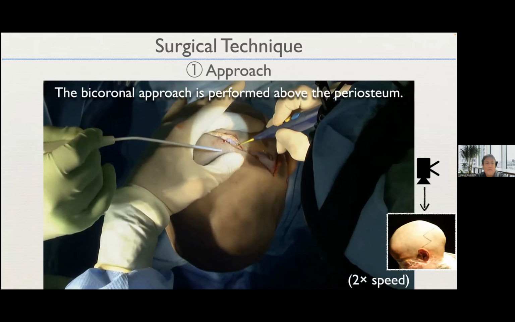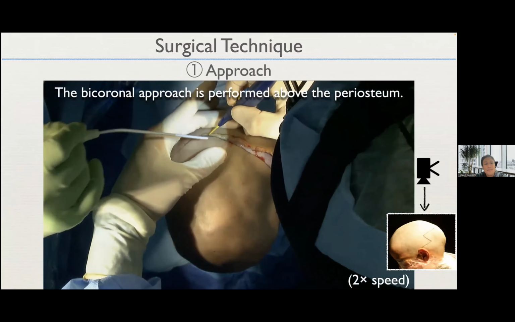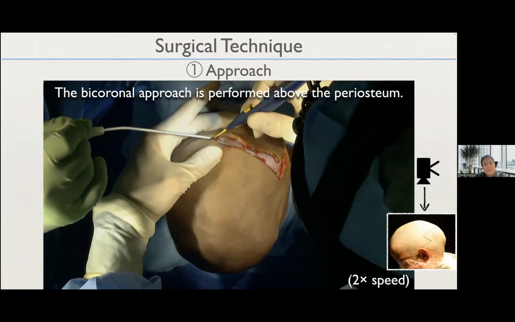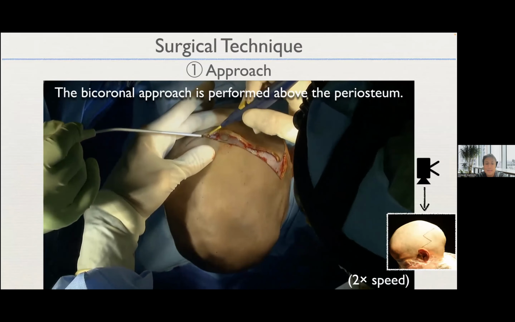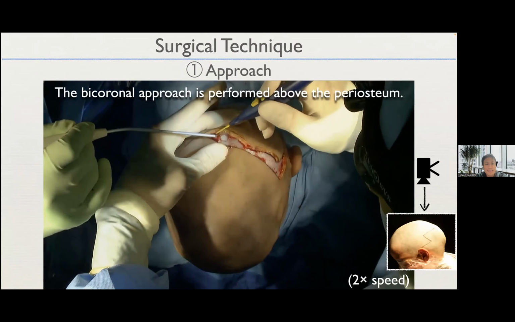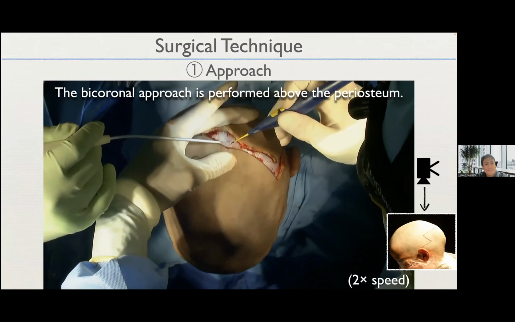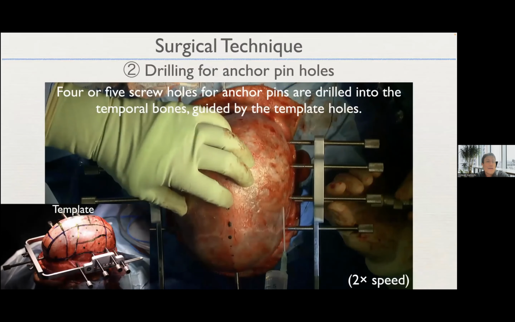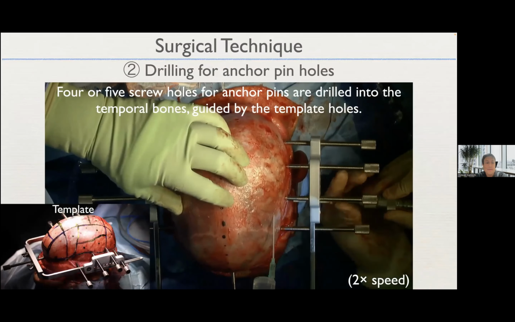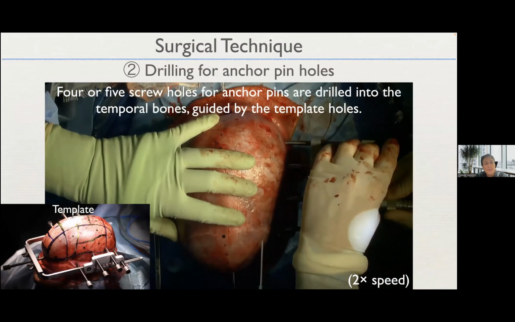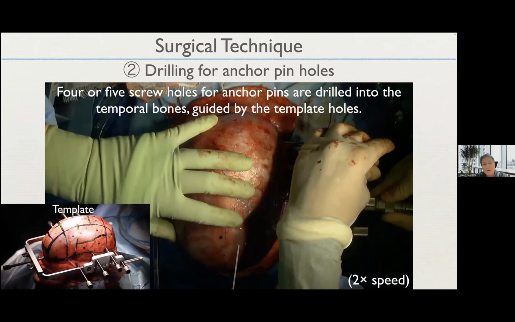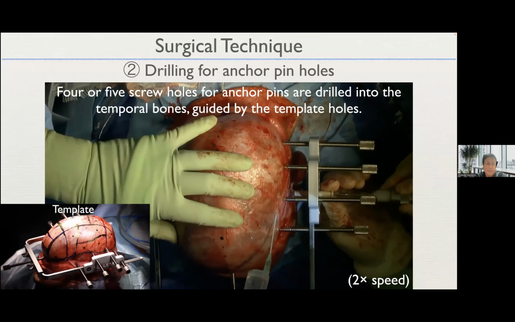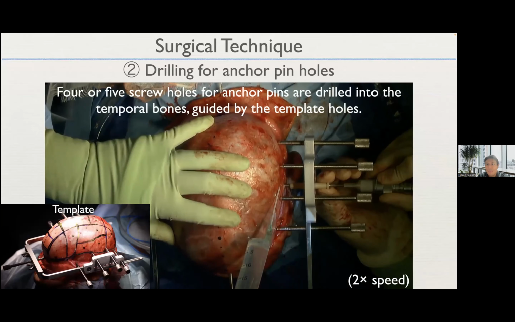Surgical technique. This is a video captured from above with an overhead camera. Number 1, approach. Bicoronal approach is performed above the periosteum, like this. We use a coronal needle. Number 2, drilling for anchor pin holes. 4 or 5 screw holes for anchor pins were drilled into the temporal bones, guided by the template holes.